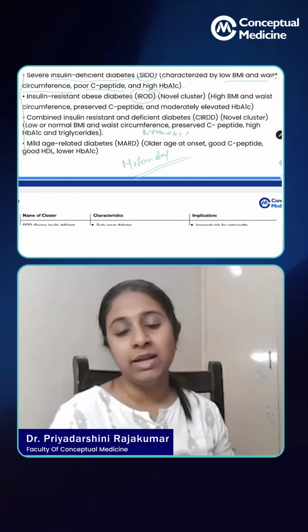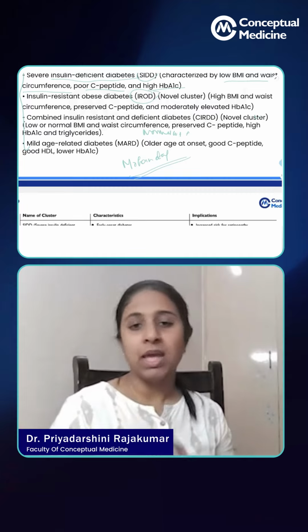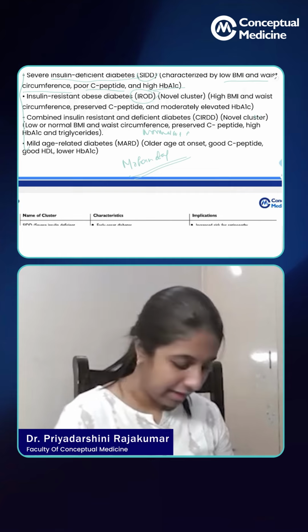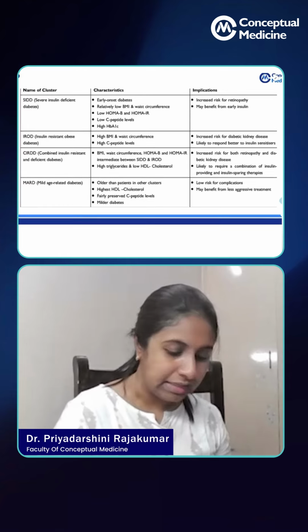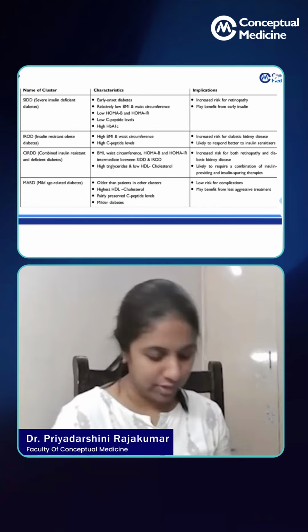The fourth one is mild age-related diabetes. So older age, they will have mild diabetes. They have good C peptide, they respond well to drugs, and their A1C will not be that high. So these are the clinical characteristics of the different clusters, which I have explained to you right now.